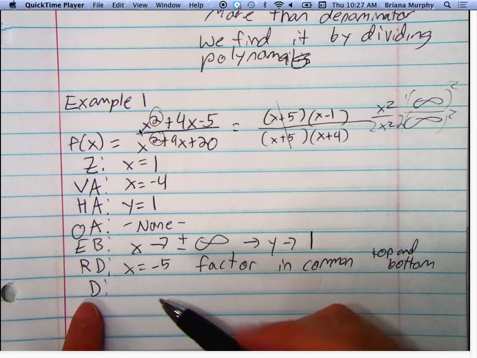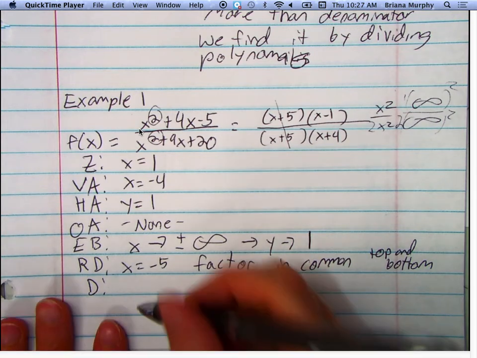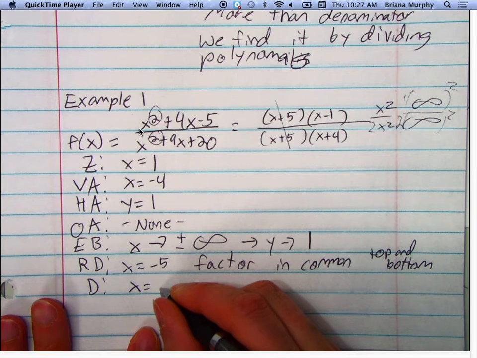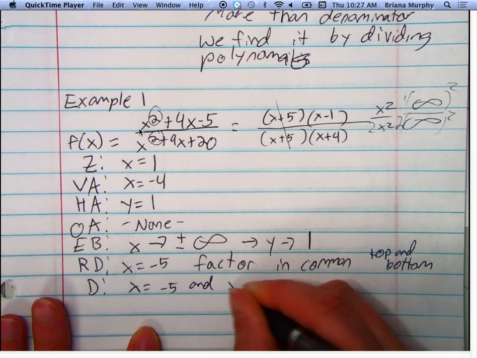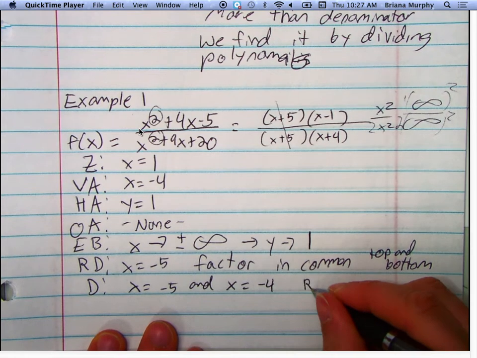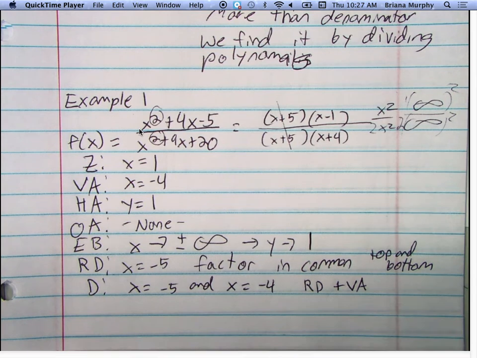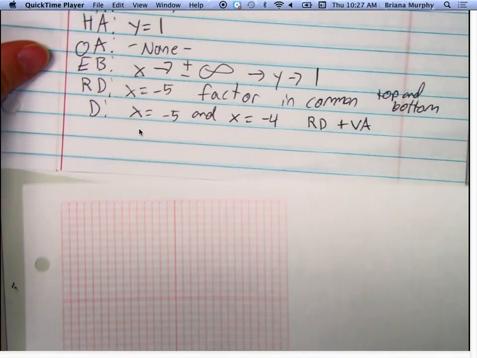Okay? Now remember, discontinuity is the removable and the vertical asymptote. So what is the bottom? X equals and x equals negative 4. Remember, it is the RD, removable discontinuity, and the vertical asymptotes. Okay, now we're going to pull out our graph paper. We can label this example 1.